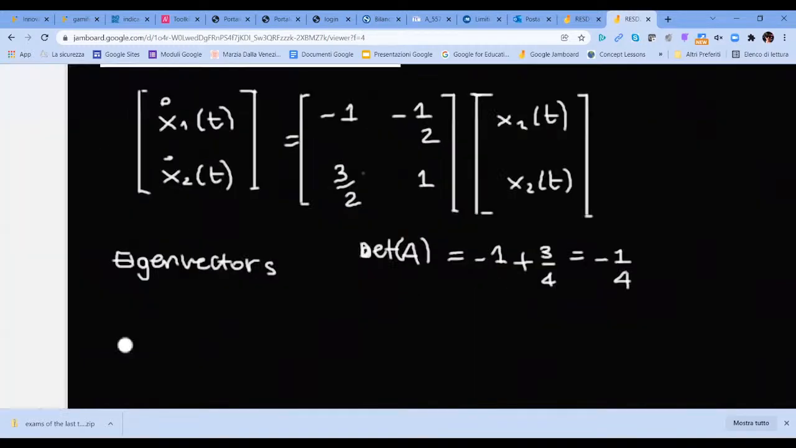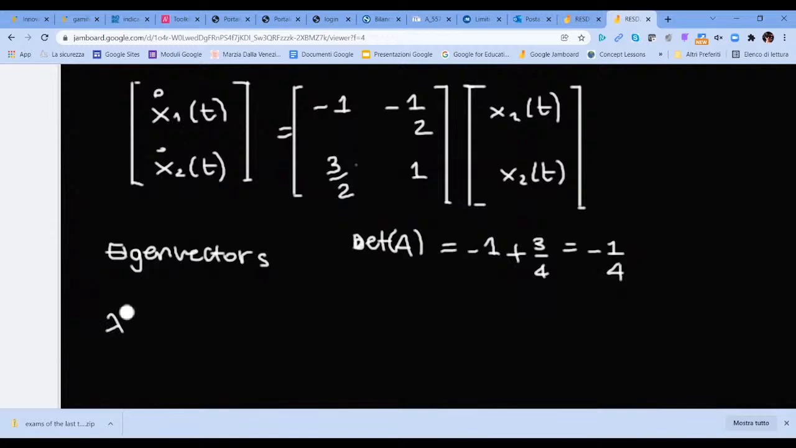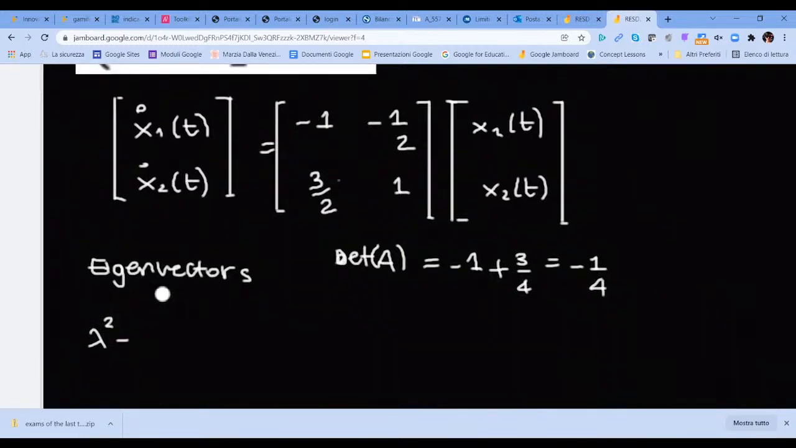So we have lambda square minus trace of A times lambda equals 0. Okay.